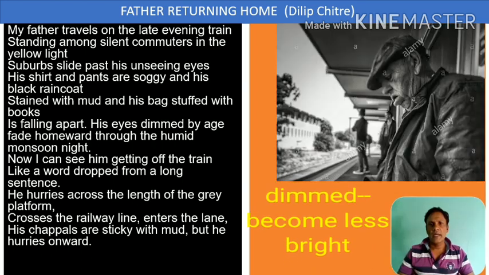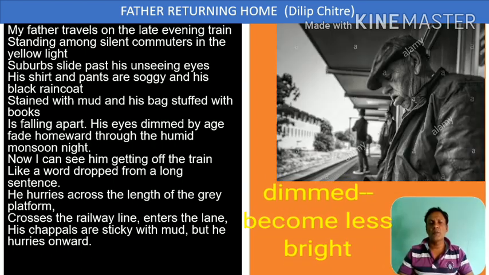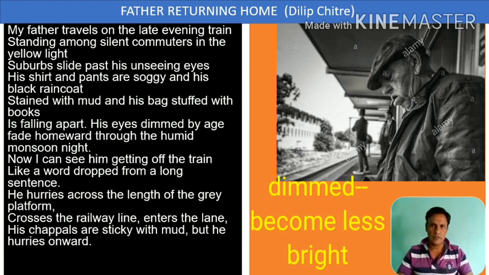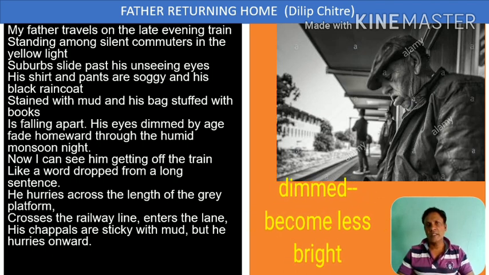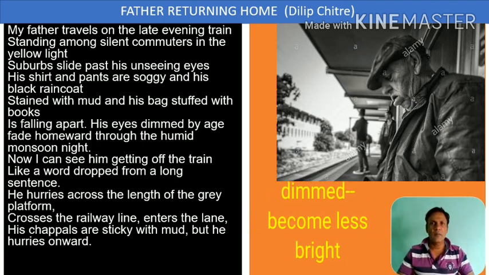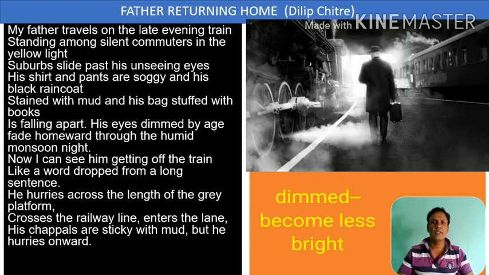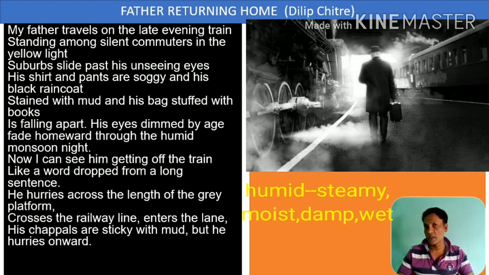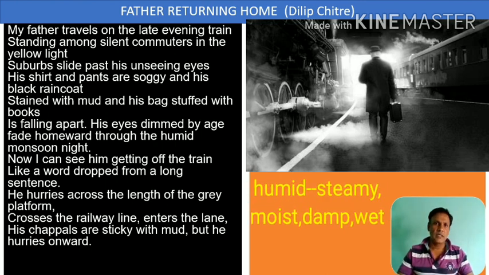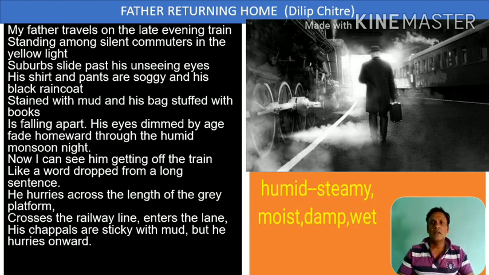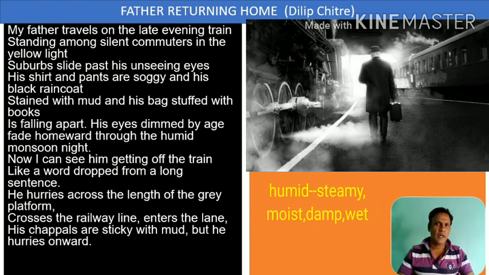His eyes dimmed by age fade homeward through the humid monsoon night. Now the poet gives us an impression of his father's age. His eyesight is dimmed by his old age, and the father looks homeward with his low vision through the humid monsoon night. The monsoon night is not a cheerful night. It is humid, it is gloomy, and the gloomy atmosphere also adds to the dullness of his father's life.